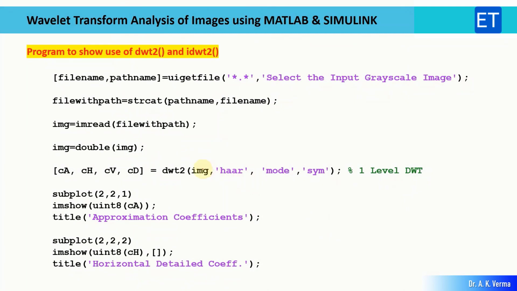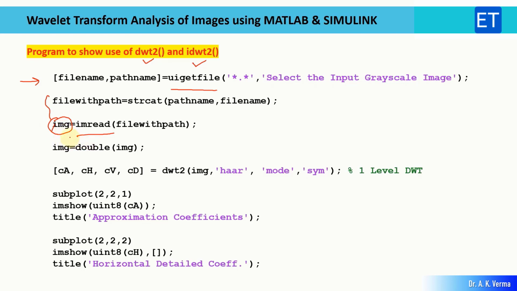And this is a simple program which utilizes the DWT2 and IDWT2. So in this first line, we are selecting our image. When you execute this uigetfile, the Windows dialog box appears, from where you can select your image file, and then reading its path, etc. And then using this imread, we are reading the image. So all the pixel values will be stored in this img.